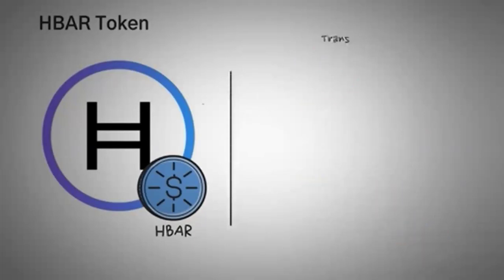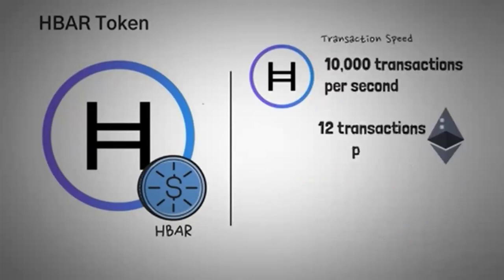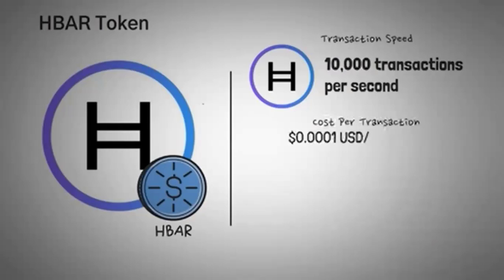Moving forward, transactions and tokens on Hedera achieve up to 10,000 transactions per second. In comparison, Ethereum can only handle about 12 transactions per second with their current infrastructure. The cost per transaction on Hedera is always $0.0001, which is something I've never seen before. This means it's pegged to the United States dollar.